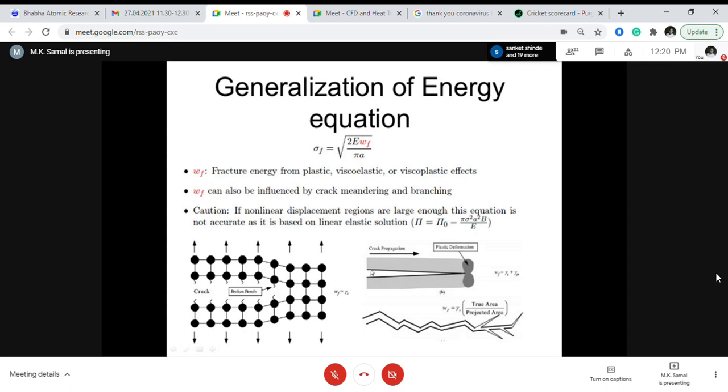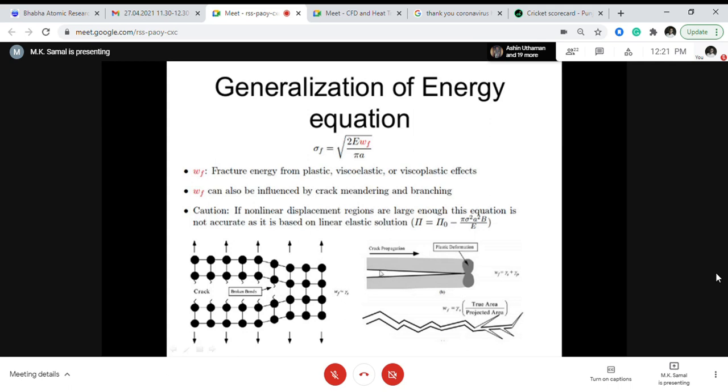So a lot of energy is dissipated when the crack is propagating. The crack propagates by breaking bonds, so that is the source you are giving, but you are also giving additional energy for plastic deformation on the two sides, on the top and bottom.